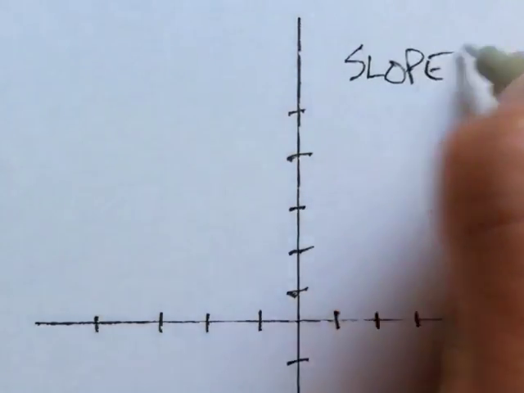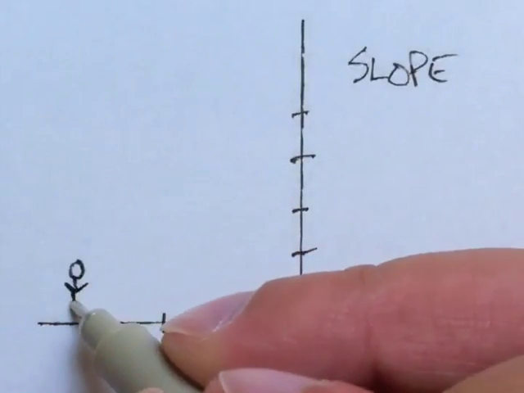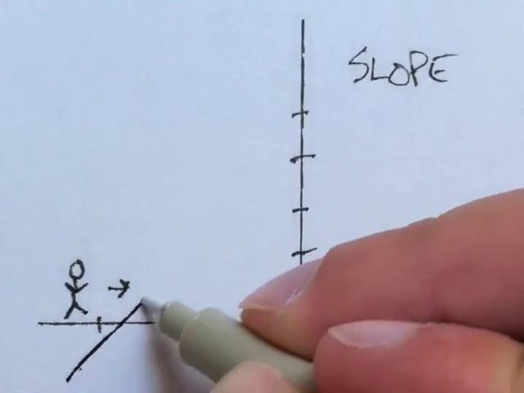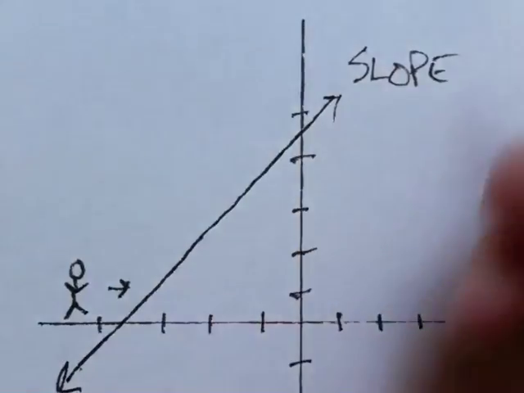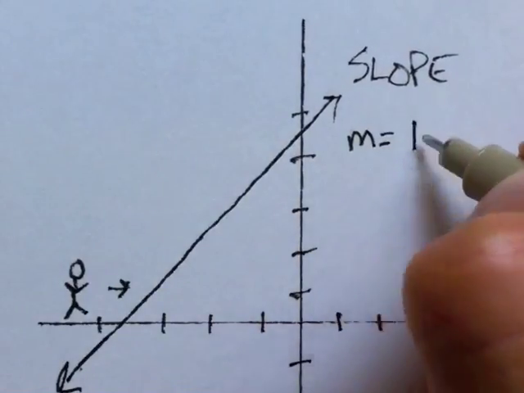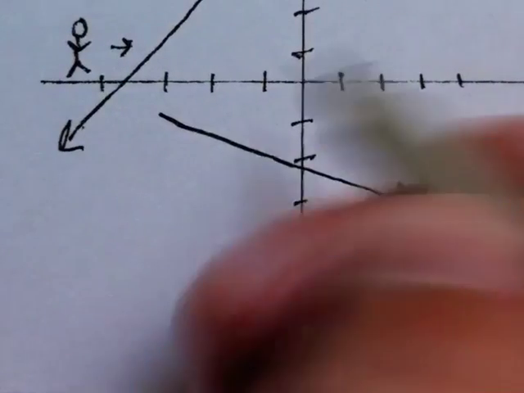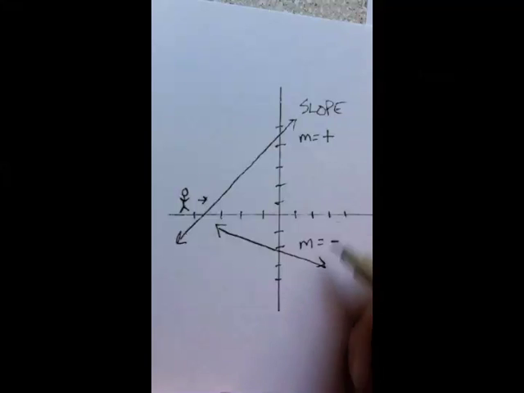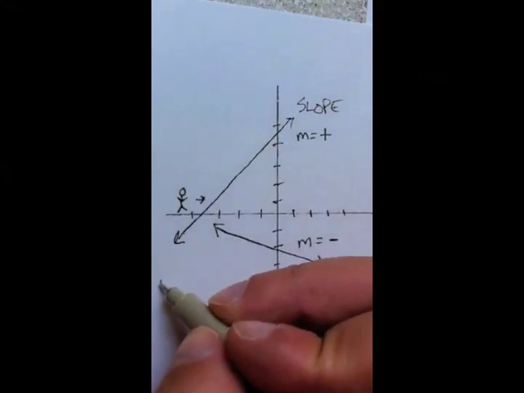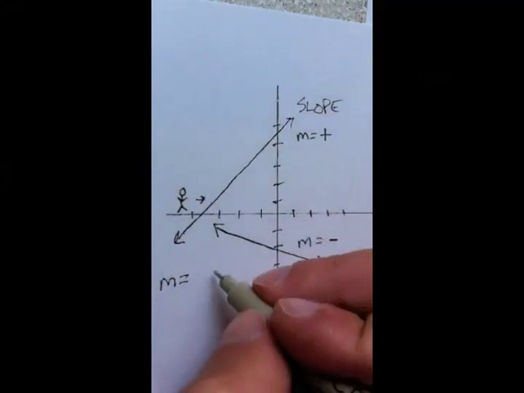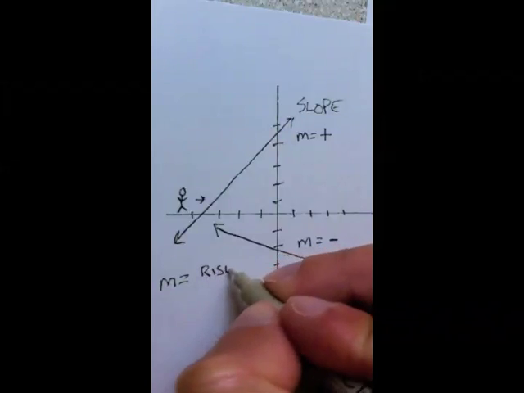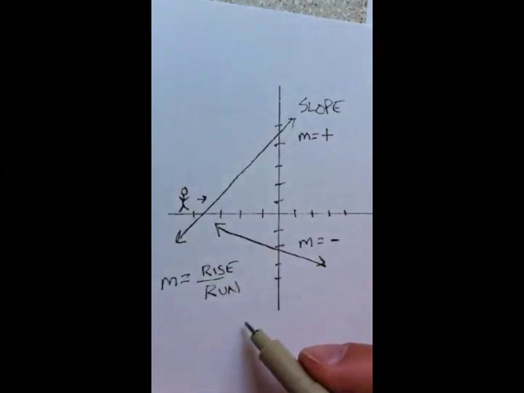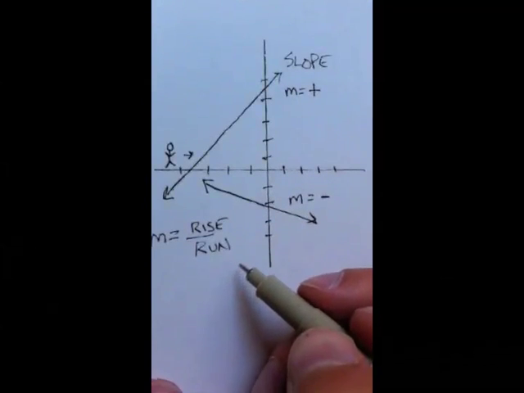Now picture yourself as a little person walking along this graph. Now you're walking from left to right, and if you walk up a hill, then your slope is going to be positive. If you walk down a hill, then your slope is going to be negative. Slope is calculated as a fraction, most memorably as rise over run, which means the change in the y value divided by the change in the x value. More on this in a minute.